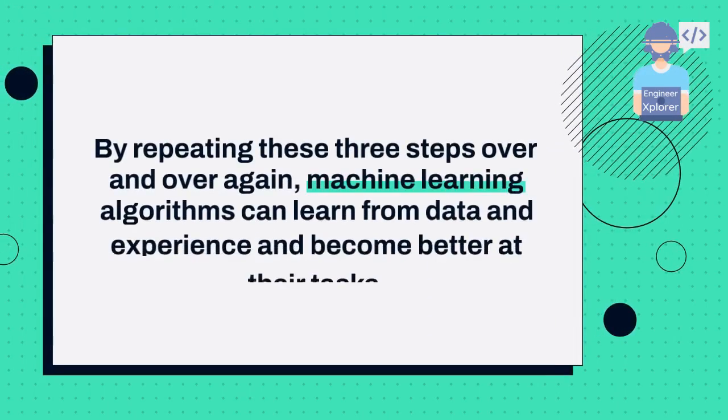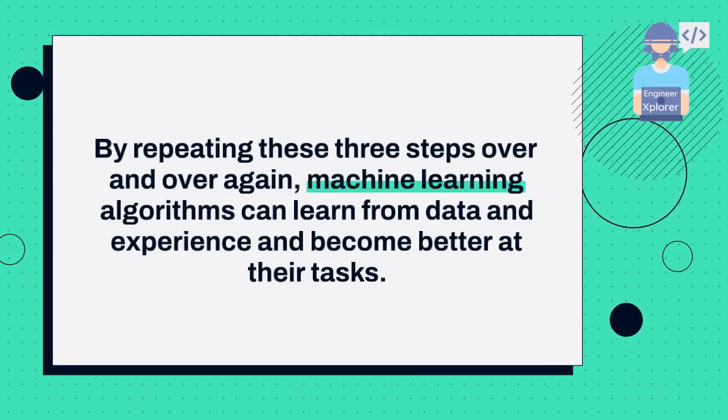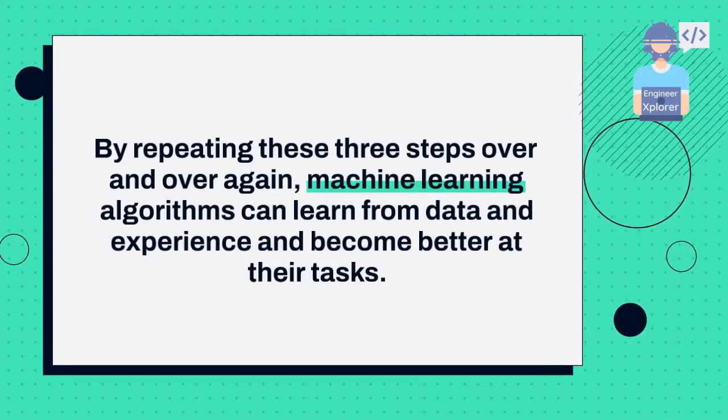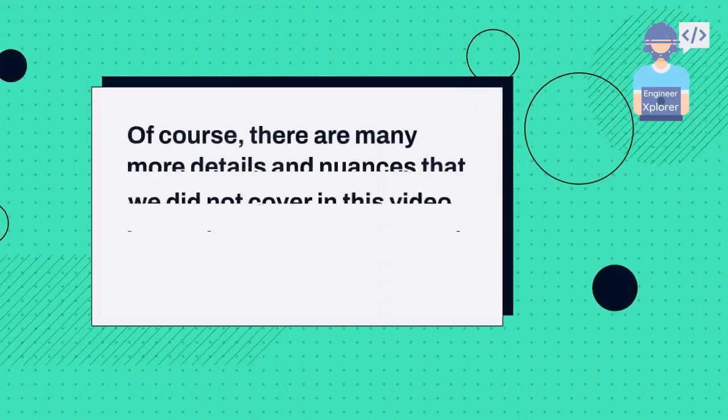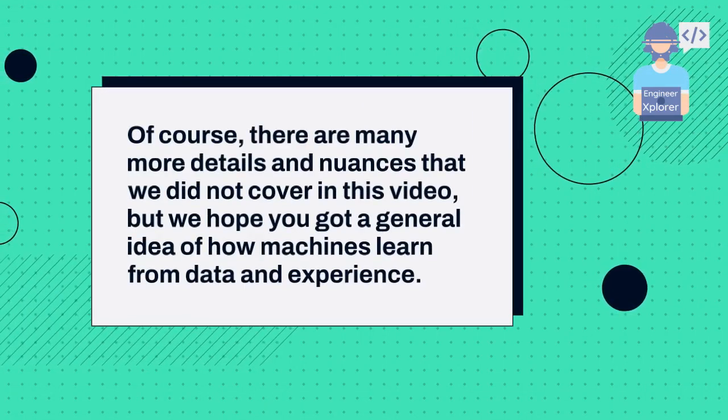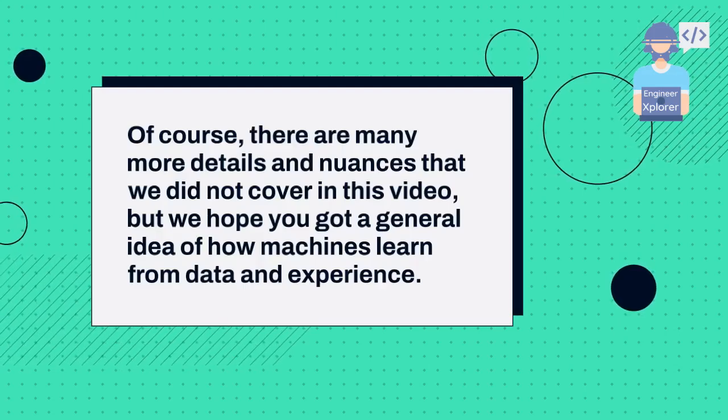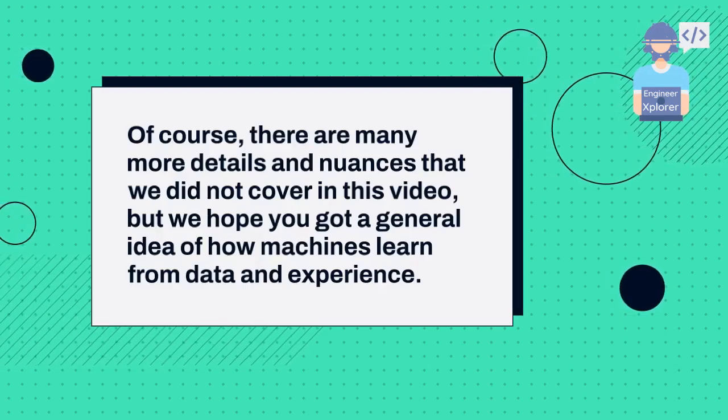By repeating these three steps over and over again, machine learning algorithms can learn from data and experience and become better at their tasks. So, that's how AI learns in a nutshell. Of course, there are many more details and nuances that we did not cover in this video, but we hope you got a general idea of how machines learn from data and experience.